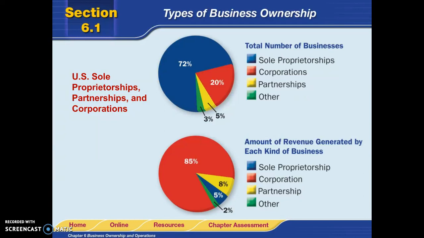And then when it comes to the amount of revenue generated by each of these different business ownership types, here's what's interesting, is that the scale totally gets flipped. Even though 72% of all businesses are sole proprietorships, 85% of the revenue generated comes from corporations. Only 5% come from sole proprietorships, and 8% come from partnerships, and 2% come from others. So an interesting dynamic when it comes to the types of business and the amount of revenue that is generated by those businesses.